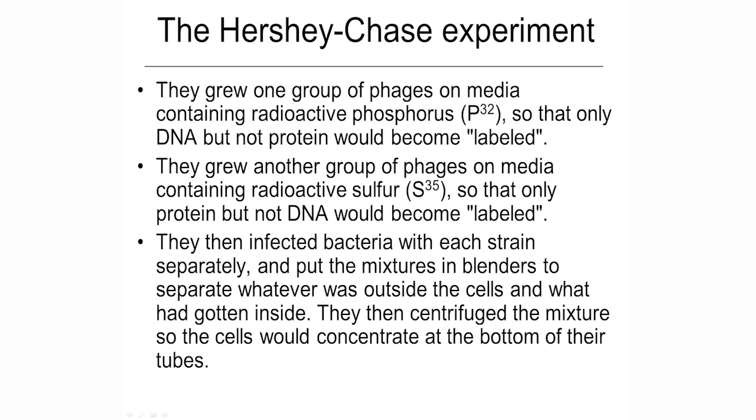So there's a lot on this slide, I apologize, but here's the idea, and it's a beautiful experiment. They grew one group of bacteriophages on media that contained radioactive phosphorus. It's called P32, which is a heavy version of phosphorus. Now, it's sort of luck, but it's very important that you understand that DNA has phosphorus in it, and proteins do not have phosphorus in it. Proteins do, however, have sulfur in them, and DNA never has sulfur.